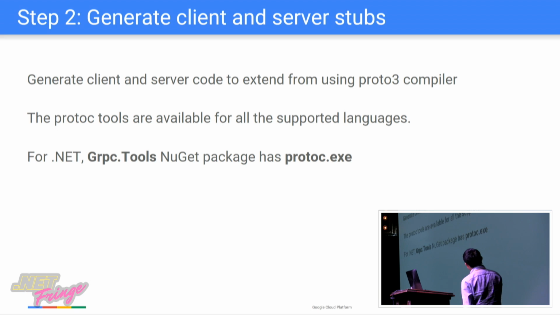Step 2, generate client and server stubs. Generate client and server code to extend from, using the Proto3 compiler. The protoc tool is the tool for generating the code, and it is available for all supported languages. For .NET, you download the Grpc.Tools NuGet package, and it has the protoc tool. Later, I will show you the command to generate C# code from the protoc tool.